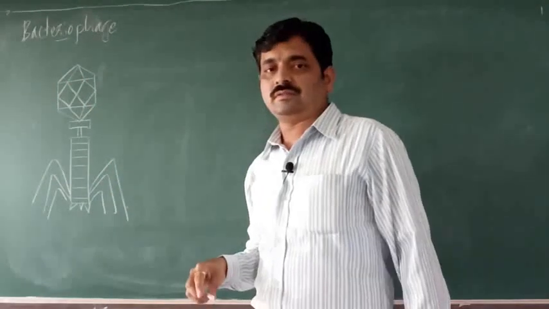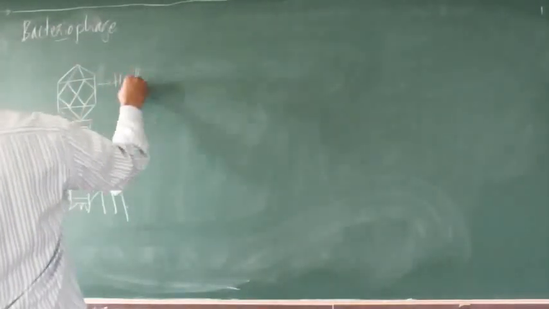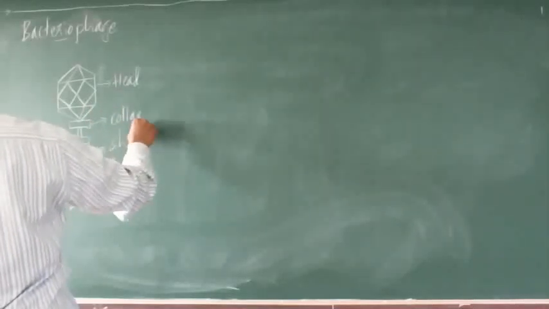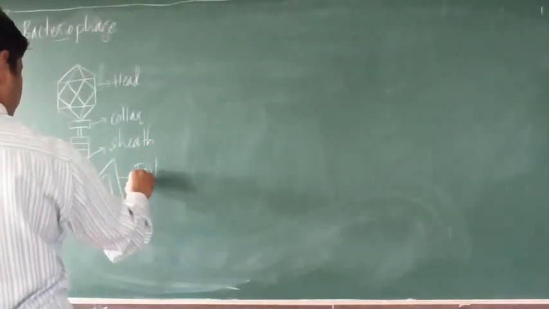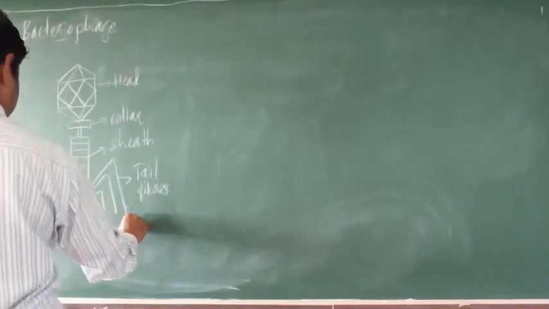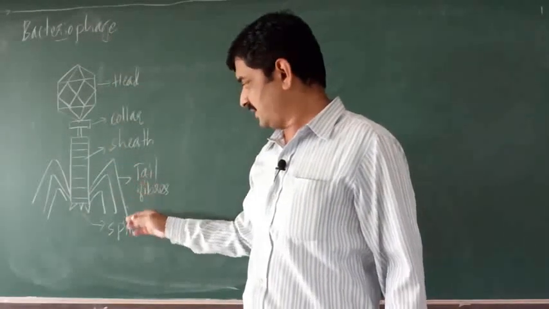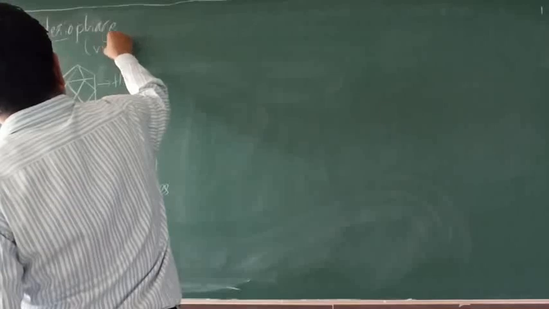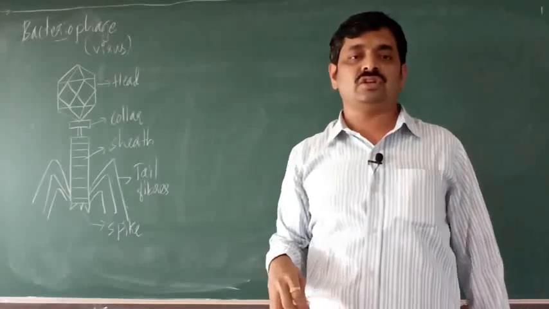So this is the diagram of a bacteriophage and these are the parts: head, collar, sheath, tail fibers and spike. These are the parts of a bacteriophage. So this is a type of virus. Bacteriophage is a DNA virus, means it has DNA as genetic material.